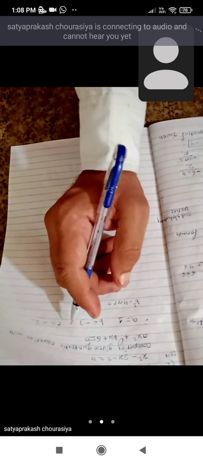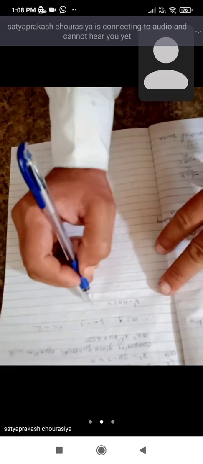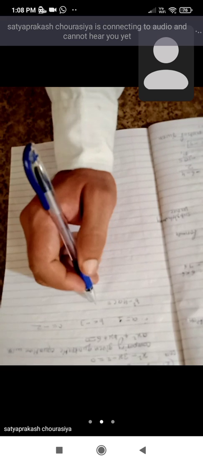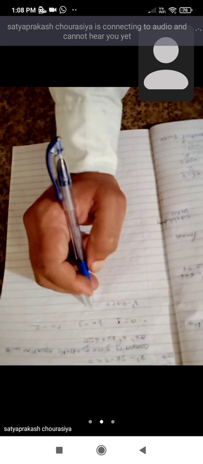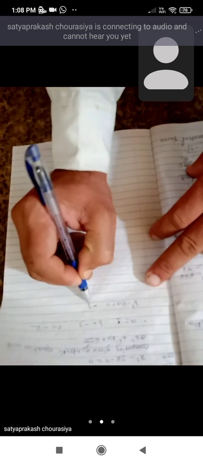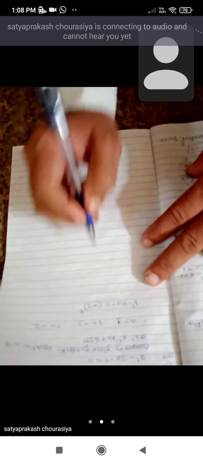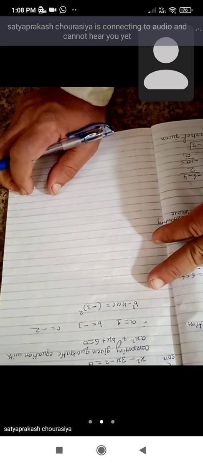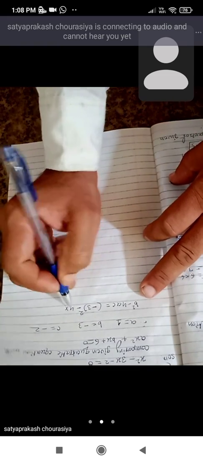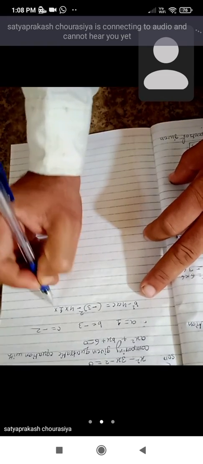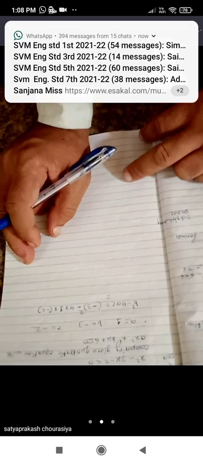It's called discriminant. Okay, student, understood? Now B square minus 4AC, we will substitute the value over here. Now what is the B? B is equals to -3. So take it into bracket. So (-3) square, because the square is on the B. So (-3) square minus 4 into A. A is equals to 1 and C is equals to -2.